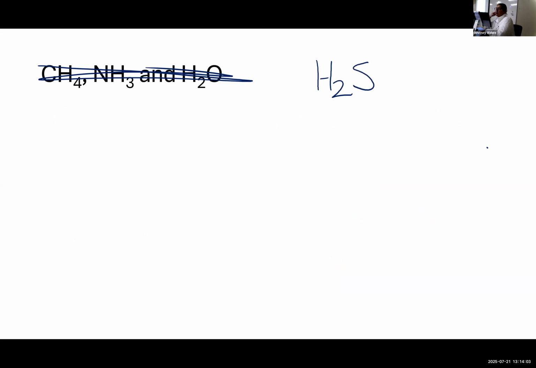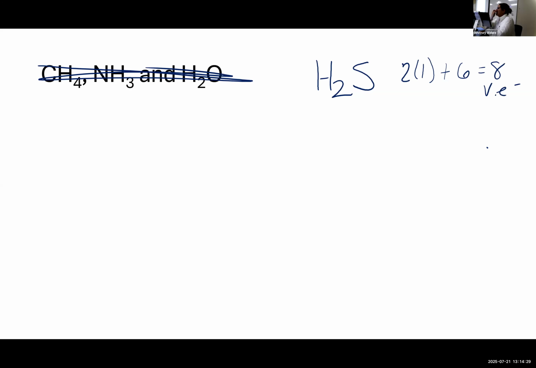Let's do H2S. What's the Lewis dot structure? How many valence electrons? 8. So that's going to be 2 times 1 plus 6 equals 8 valence electrons.